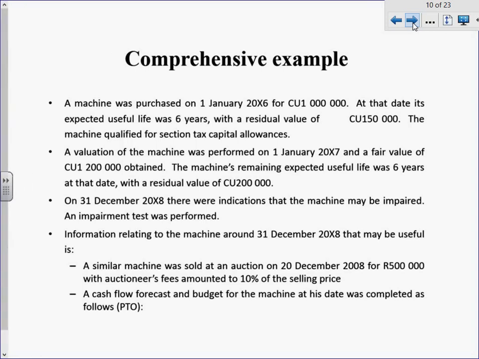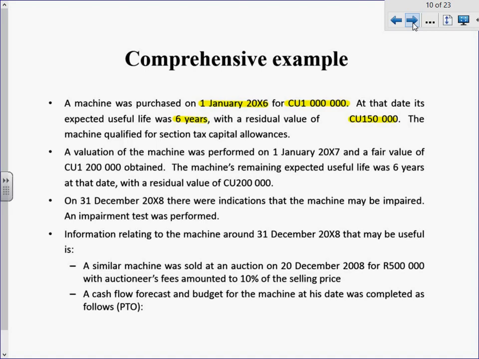So we have a machine that was purchased on the 1st of January 20x6 for a value of 1 million. Okay, and I'd say CU, currency units, could be dollars, rands, rupees, whatever your local currency is. At that date, its expected useful life was 6 years, and it had a residual value of 150,000. The machine qualified for section tax capital allowances, right? So all different countries have different tax legislation. We'll go in and have a look at what the deferred tax implications are later. I'm not worried about it.